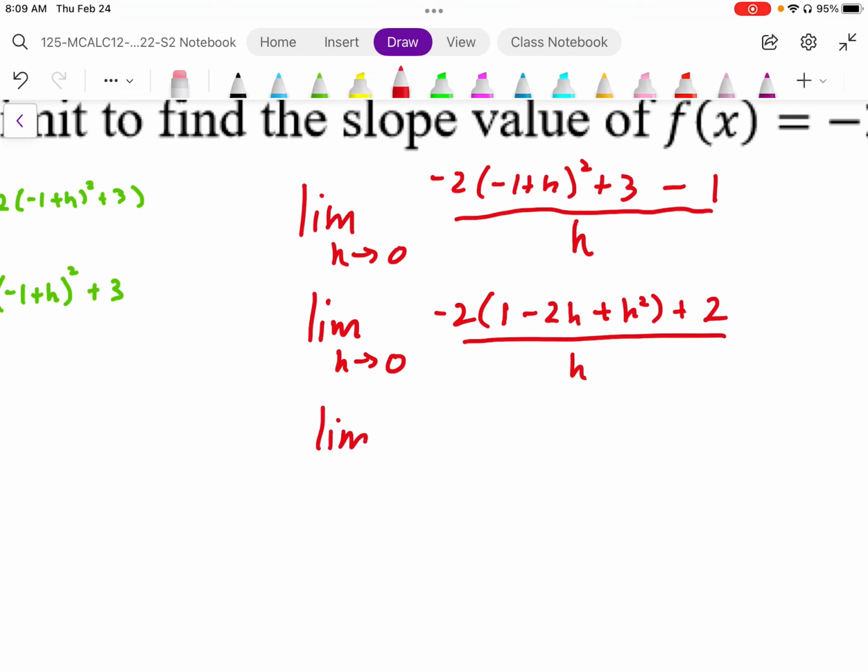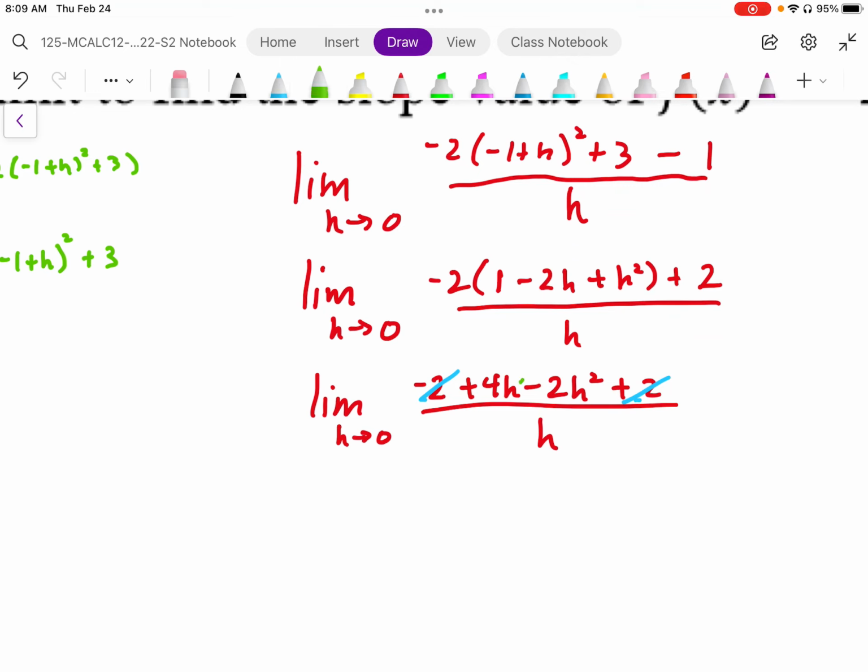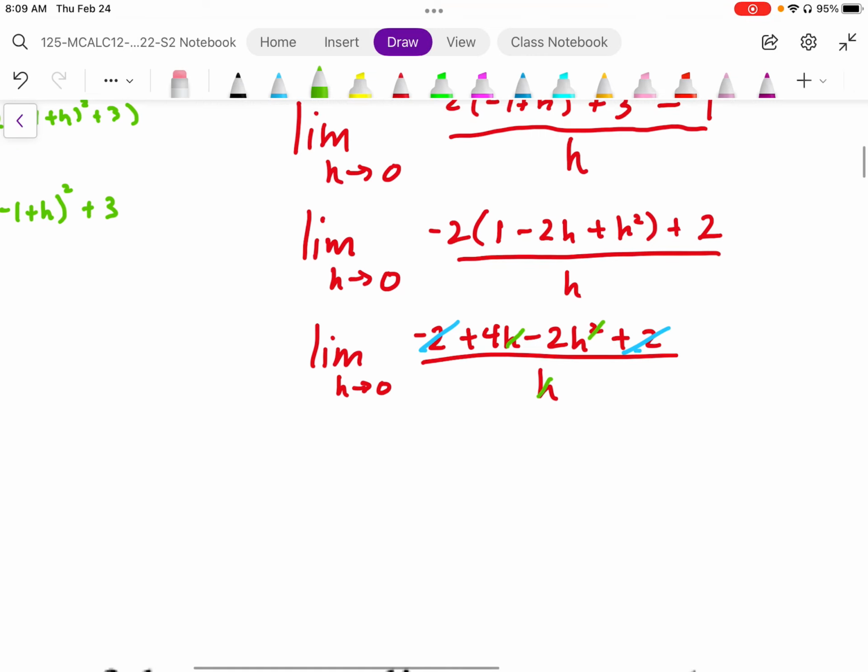Expand those brackets and some things will cancel out. So I end up with negative 2 plus 4h minus 2h squared plus 2, and that's all over h. So we can see that the minus 2 and the plus 2 cancel out. We can also see that the h's are going to cancel out algebraically now, since we get rid of that plus 2 and minus 2. And so I'm going to be left with the limit as h approaches 0 of 4 minus 2h. Well, now I can evaluate that limit. I can plug in h as 0, so I get a limit of 4.